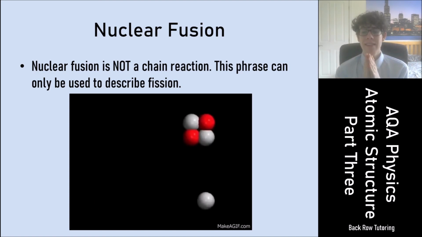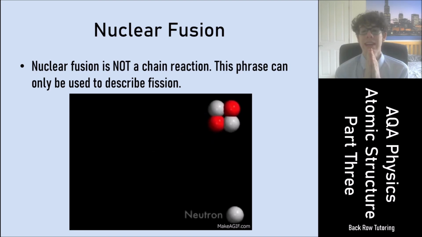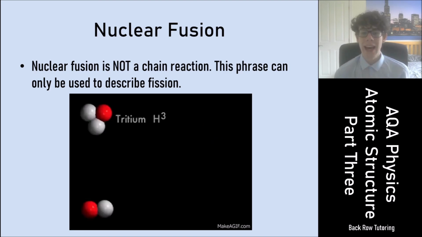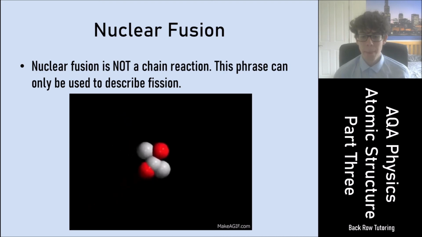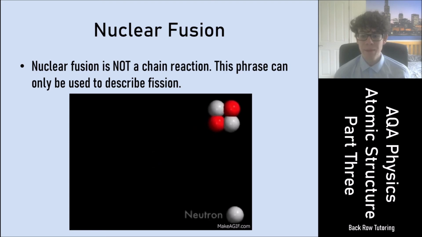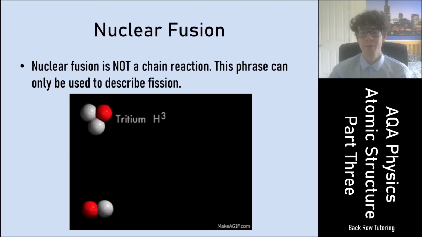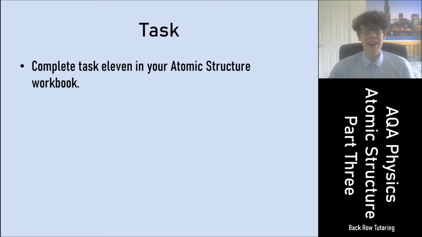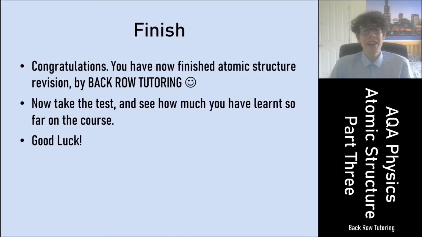So you can see by this little animation here that we take two light nuclei, hydrogen 3 and hydrogen 2, combine them together, which is fusion, and then we get helium and a neutron. Complete task 11 in your atomic structure workbook and pause the video now. And once you've done that, you have finished.